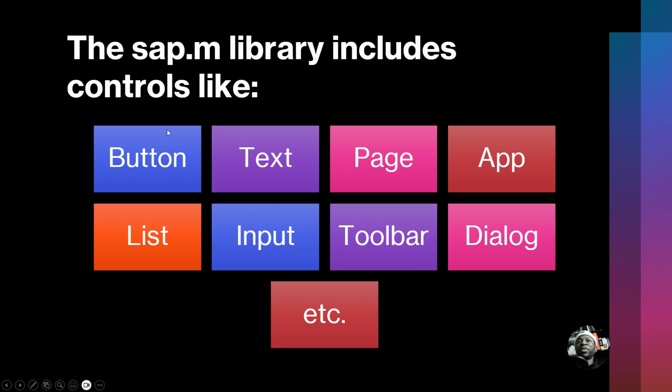So the sap.m library includes controls like Button. So if you want to use a button, then you need to use this library. If you want to show controls for text, for page, for app, for lists, for an input, even for toolbar and for dialog, etc. So everything you see in the UI5 applications comes from a control library.